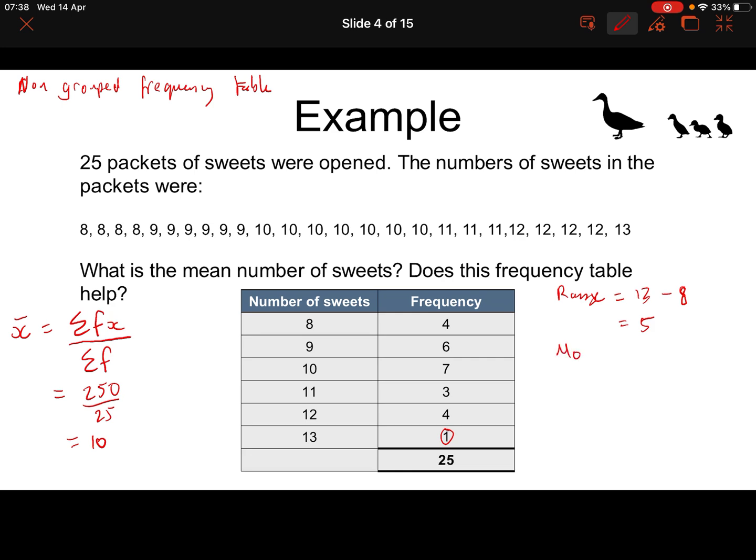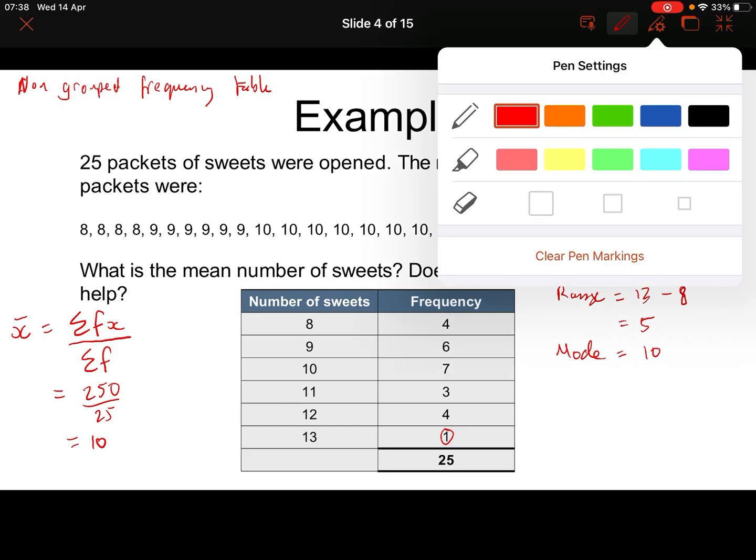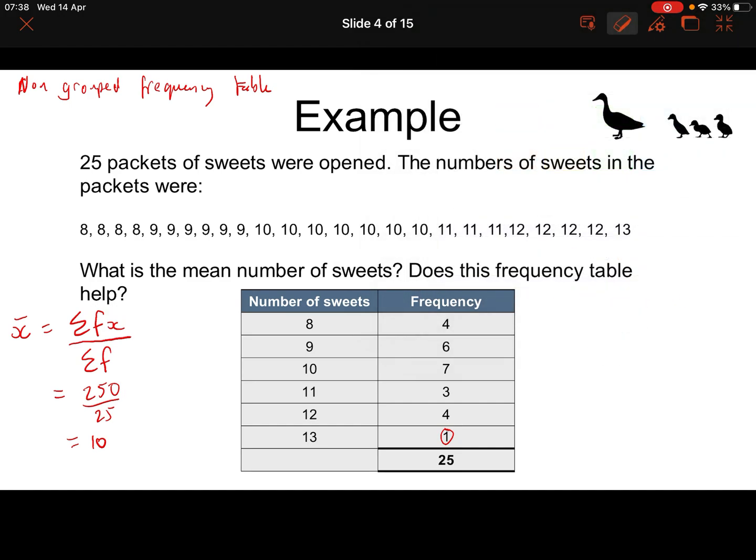The mode is also very, very easy to find. It's the one that appears the most, so it must be the one with the highest frequency. It's 10. 10 happens 7 times as the highest frequency. Okay? Now, the median you can also find, and you can find quartiles and interquartile ranges, but we won't do that. We're just going to find the median. Okay? So let's just do that. What we can do to find the median is make another column called cumulative frequency. Cumulative frequency. So what that is, it just says, okay, how many numbers up to 8?